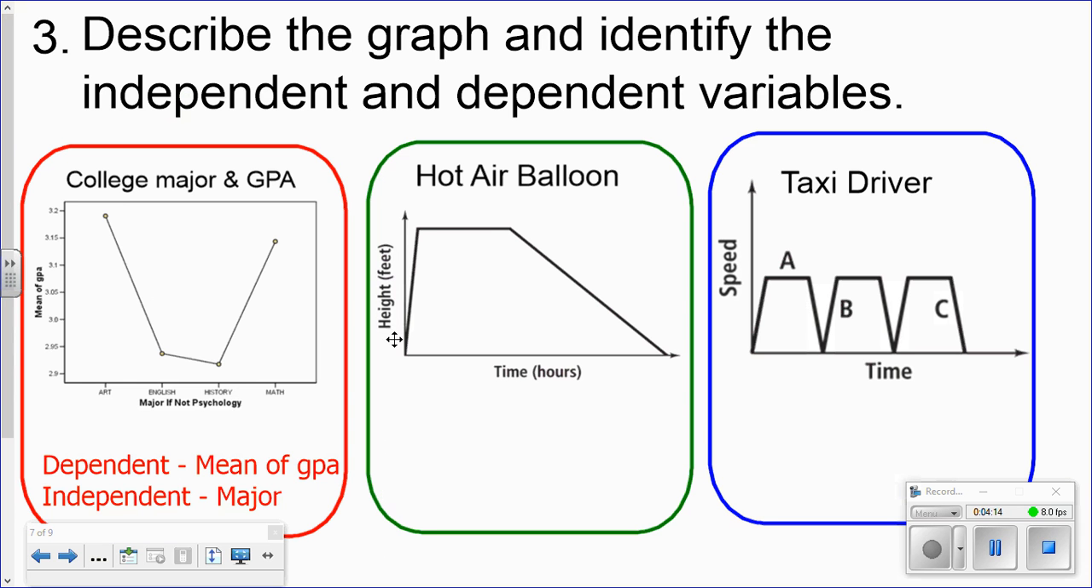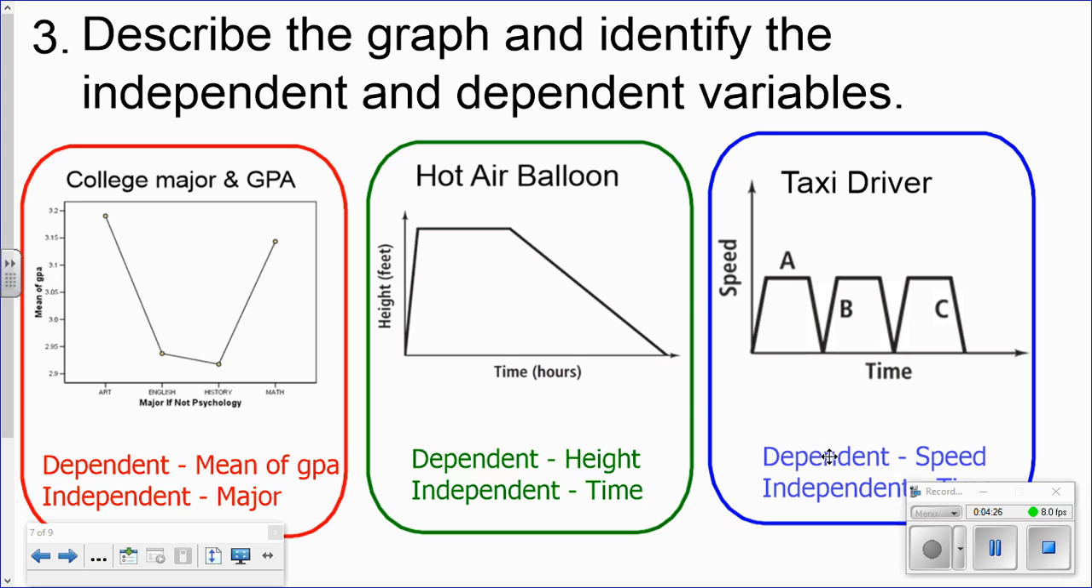Here we have a hot air balloon that's going up. It kind of levels off and then comes down. Our dependent is the height, and our independent is the time. Here we have a taxi driver that goes fast, speeds up, keeps a steady pace, slows down, actually stops, goes up, steady pace, down, goes up, steady pace, down. So our dependent variable is the speed, and our independent variable is the time.